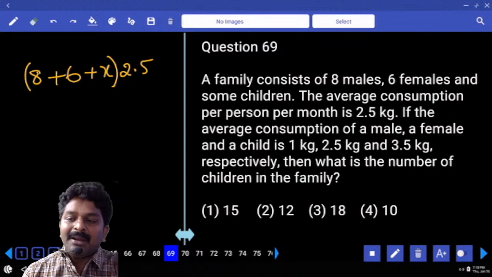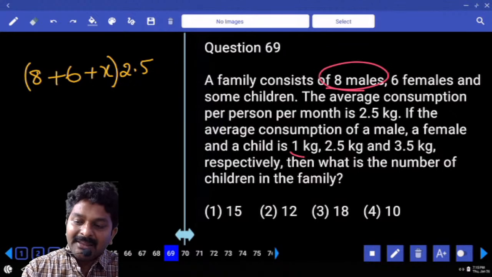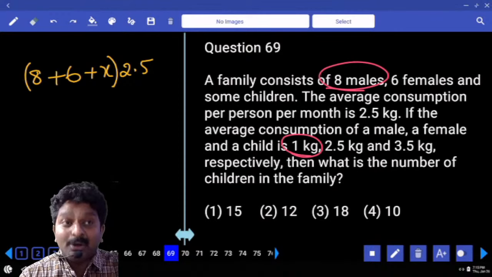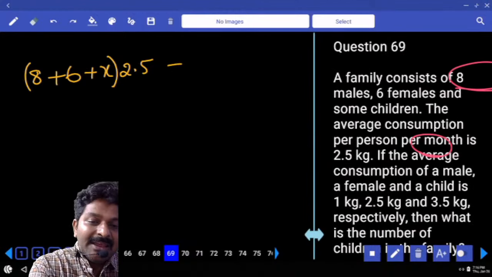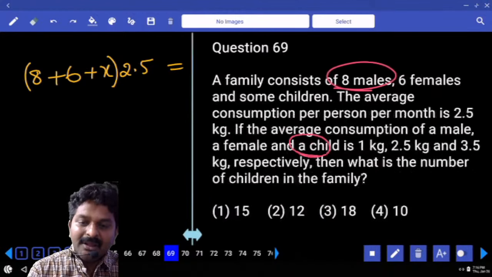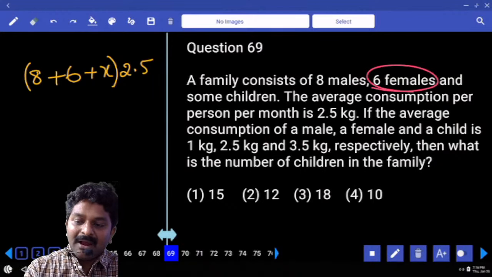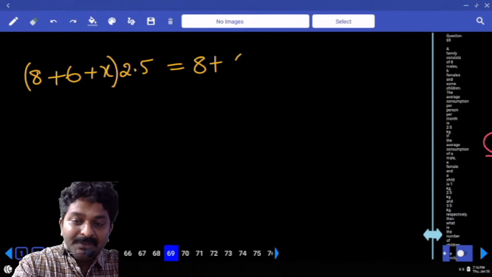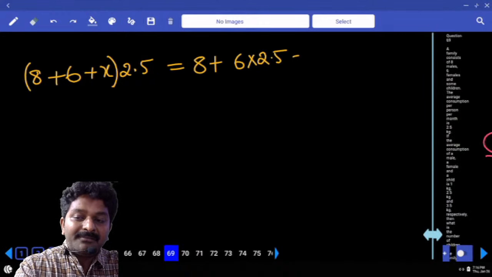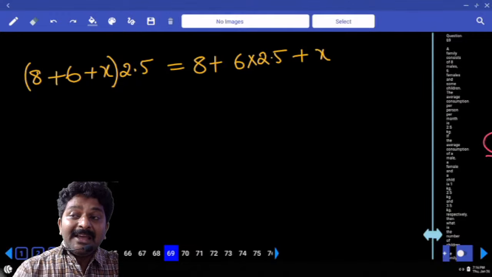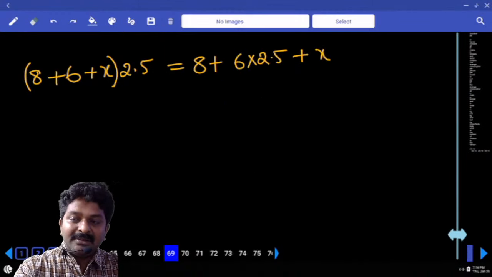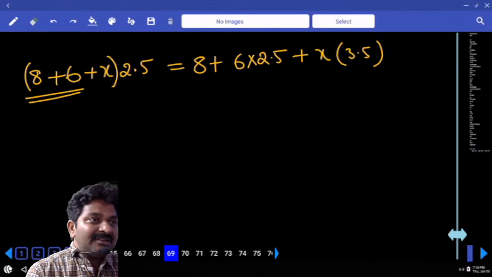How many men are there? 8. And they take 1 kg each. That means the male total is 8 into 1, plus. How many female are there? 6. And how many kgs do they each take? 2.5. Then their sum is 6 into 2.5. And we assume there are X children and each child consumes 3.5 kg, so X into 3.5.